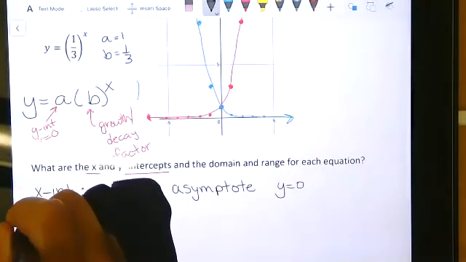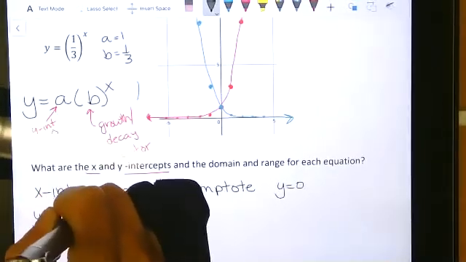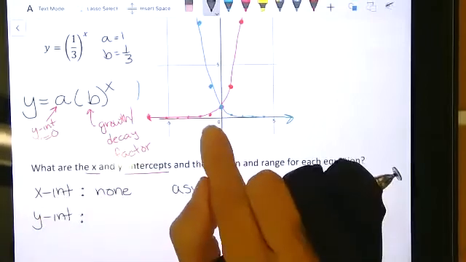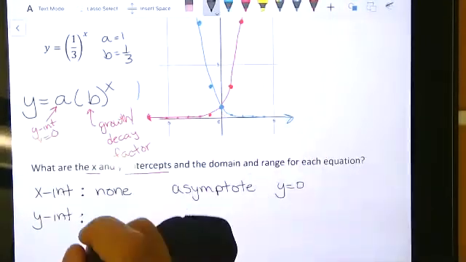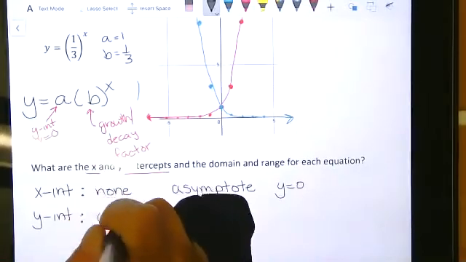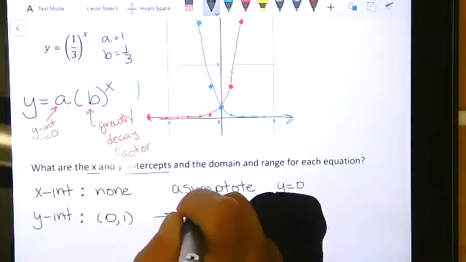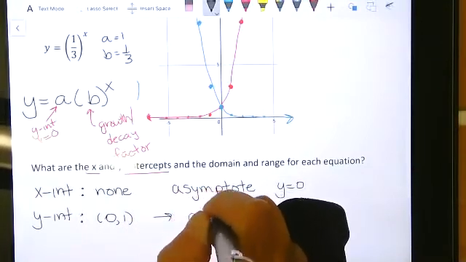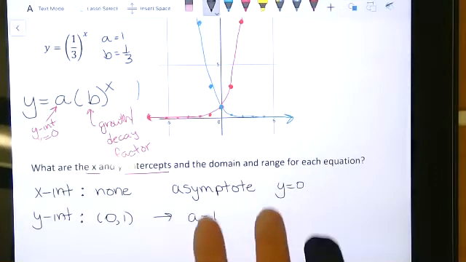Okay, our y-intercepts for each graph. We can see both of them hit the y-axis at 1. So they both have the same y-intercept of (0, 1), and that's because they both had an a value of 1. So remember, the a value is the y-coordinate of the y-intercept. So the a tells you where the y-intercept is. So they both have the same y-intercept.